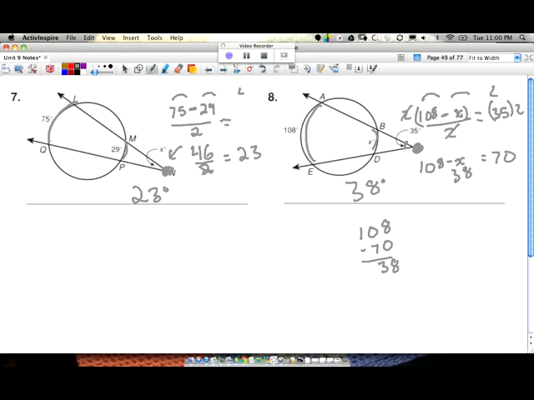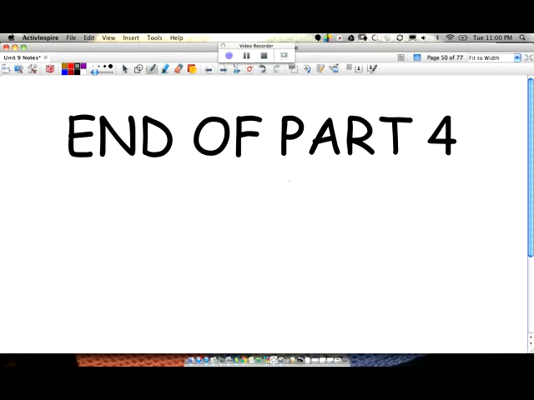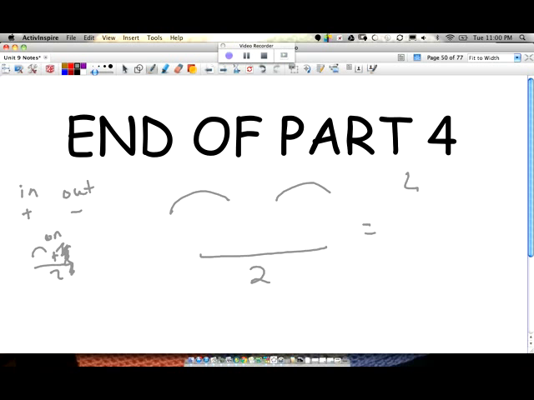So that's the end of part 4. Remember, it's all about the arc-angle relationship. You have the divide by 2 and the equal sign here. And if it's inside, then you're going to add. If it's outside, you're going to subtract. And if it's on the circle, if that vertex is on the circle, then the second is going to be arc plus 0 divided by 2. It's like that second arc just disappears. You wind up just having the arc divided by 2 equals the angle.